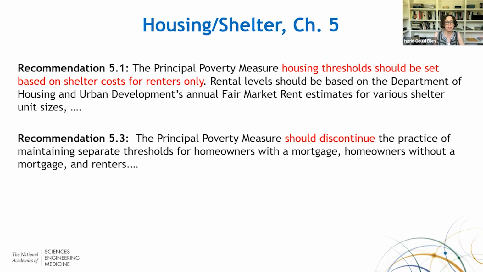A second key related recommendation is that the principal poverty measure should use a single threshold for all households. I mentioned that the current adjustment of shelter thresholds in the supplemental poverty measure is complicated and not very transparent. It uses different thresholds as if needs are different for renters, for homeowners with mortgages, and for homeowners without mortgages. Plus, conceptually, we think that the principal poverty measure threshold should capture what it costs to live in a decent quality home in a given metropolitan area or a rural county, regardless of the choice a particular household makes about how to pay for that shelter. We believe that the PPM, or the principal poverty measure, should control for cost of living differences across areas, but not households' consumption or financing choices.